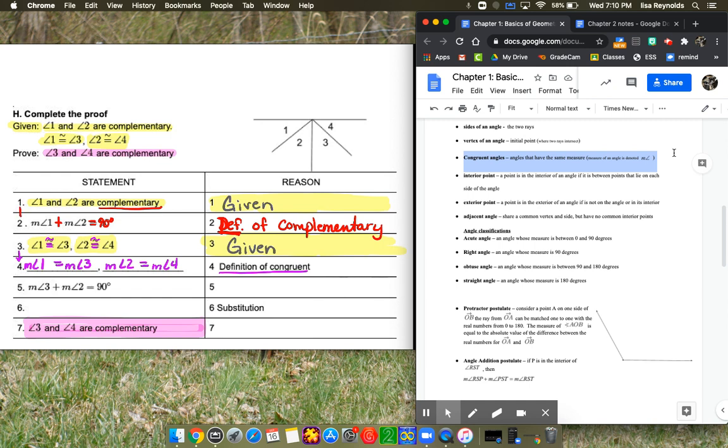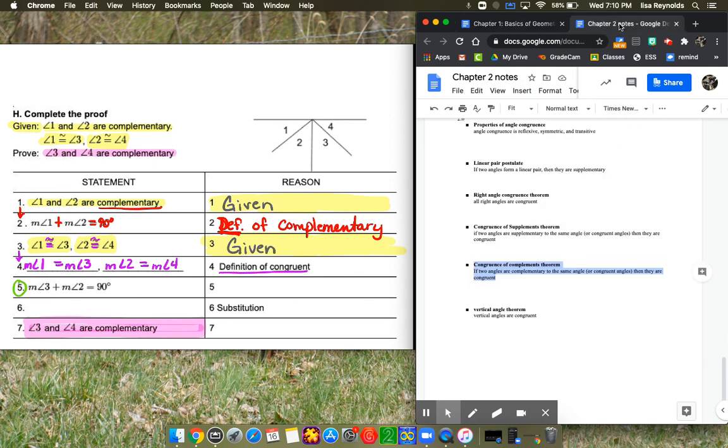So I use my definition of complementary to get the addition problem. And then from my given information, I use the definition of complementary to change that to angle measure statements. Okay. So now I get to the next line, and this next line happens to have an addition problem. So I need to start looking around at things that I can do with addition problems.